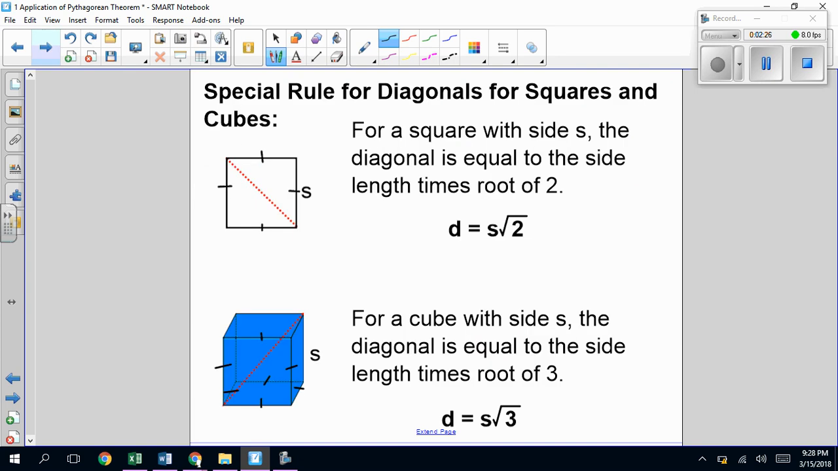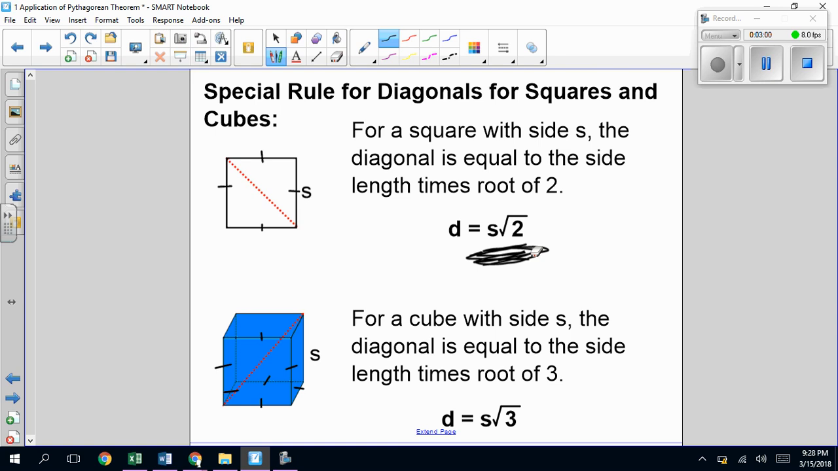There's a pattern with this, as a matter of fact. So go ahead and copy this in your notebook. Notice that the diagonal for squares is the side length times the square root of 2. Again, here we see those dimensions again. A square is 2-dimensional. It has those 2 dimensions, and so it's whatever the side length is times the square root of 2. While the cube is 3 dimensions, so for a cube, it's whatever the side length is times the square root of 3.